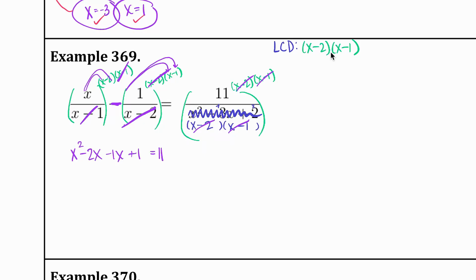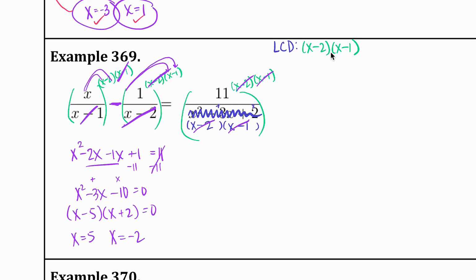So similar to the one above, we're going to move everything to the left side, see if we can factor. So I get x squared minus 3x minus 10 equals 0. Two numbers that multiply to give me negative 10 add to give me negative 3. We have x minus 5 and x plus 2. So our two solutions are positive 5 and negative 2.